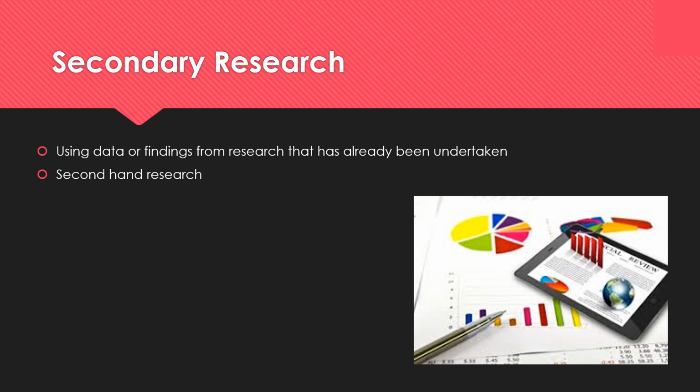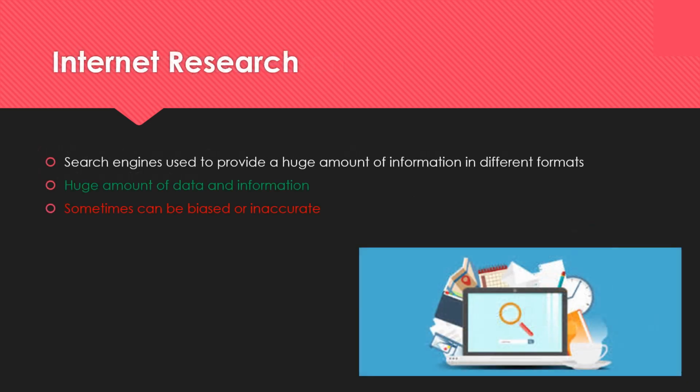Secondary research is when you use data or findings from research that's already been undertaken. So in other words, it's second-hand research. It's when you're using things that have already been created. The internet is obviously a massive source of secondary research nowadays. People use search engines to find out loads of different information in different formats.